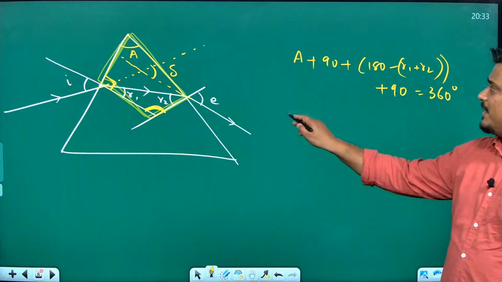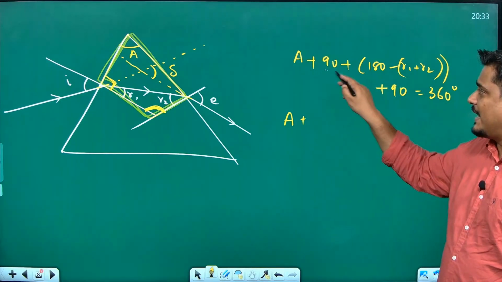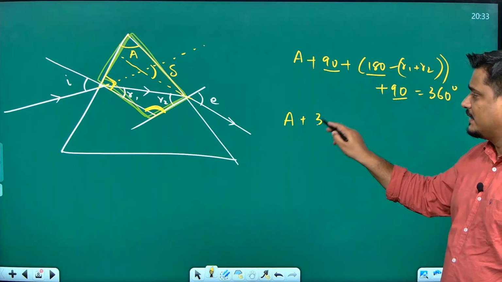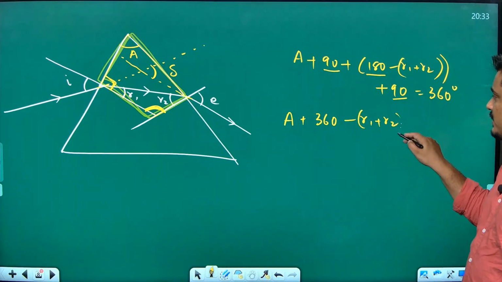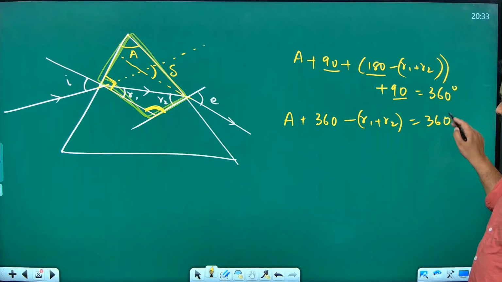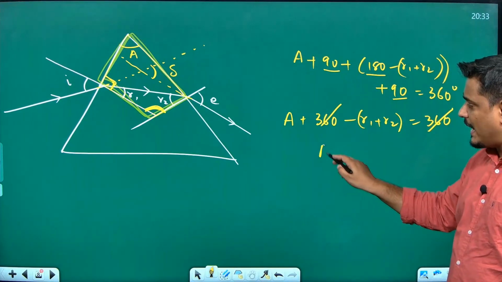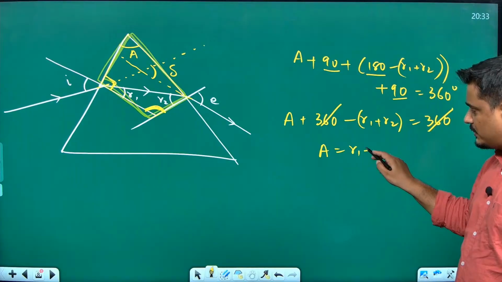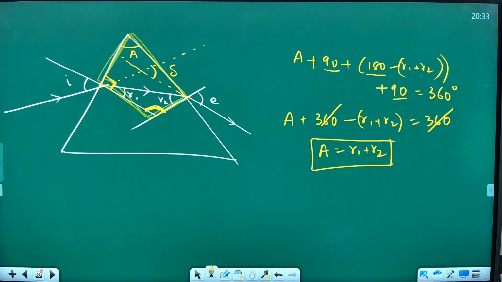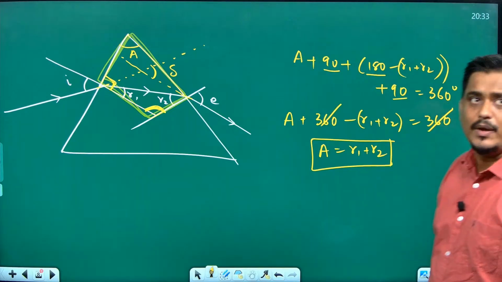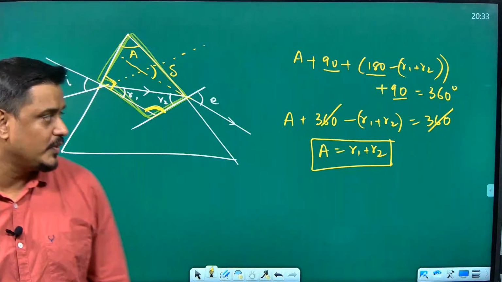Okay. So, it will become A plus 90, 180, 90. How much is that? 360 minus (R1 plus R2) is equal to 360. These two get cancelled. You get angle of prism is equal to what plus what? R1 plus R2. Always remember, angle of prism is equal to R1 plus R2.